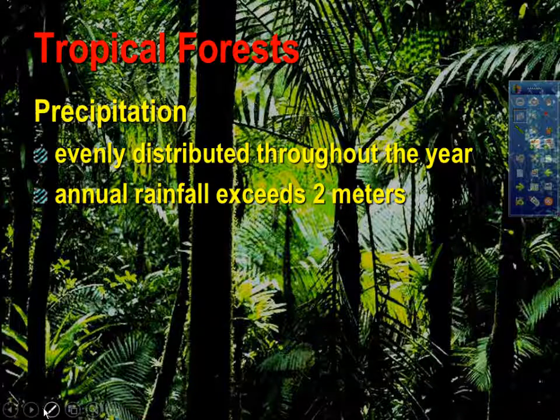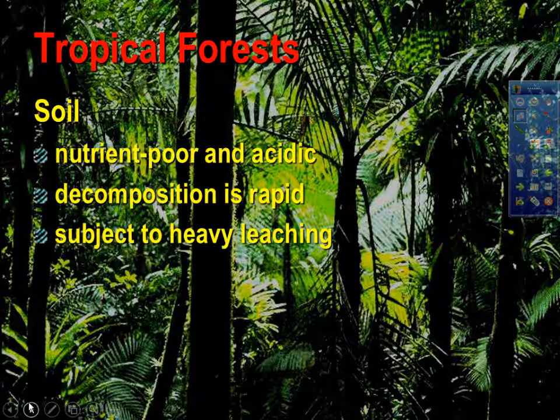Precipitation is pretty high, rains almost every day, and then during the rainy season it will rain more than once a day. So up to or over 2 meters, so it's a little over 6 feet of rainfall in a year. Tends to be actually nutrient poor soil and high decomposition. It's so hot and humid that you get a lot of decomposition going on, and then all the rainfall tends to wash away and leach out of the soil all of the nutrients.